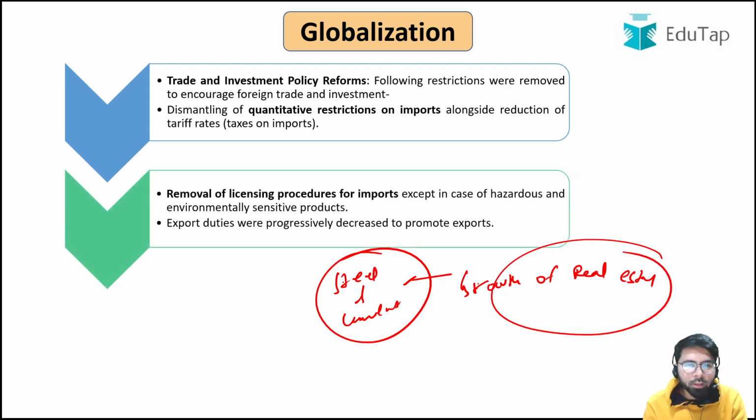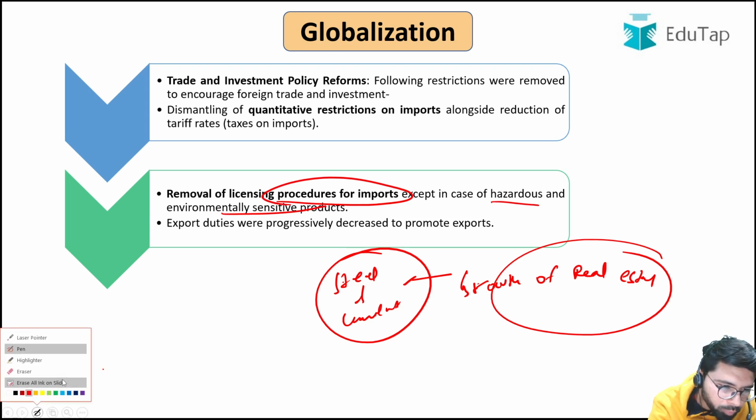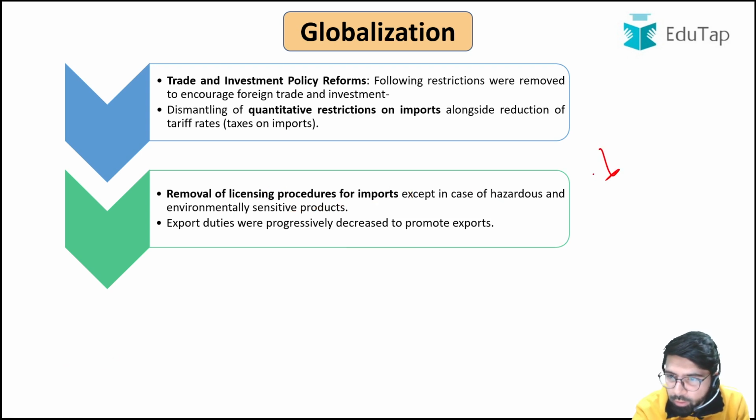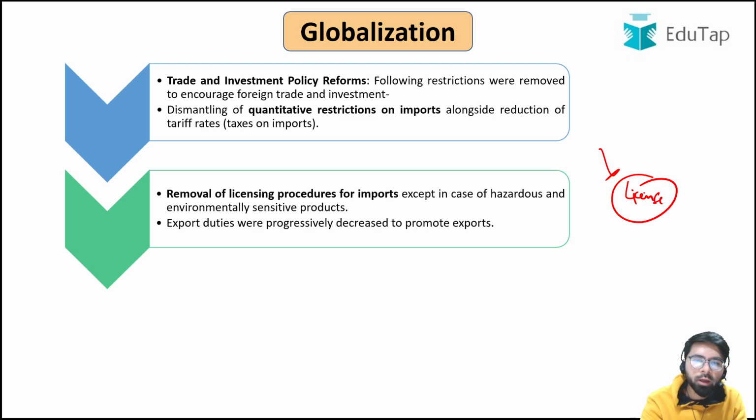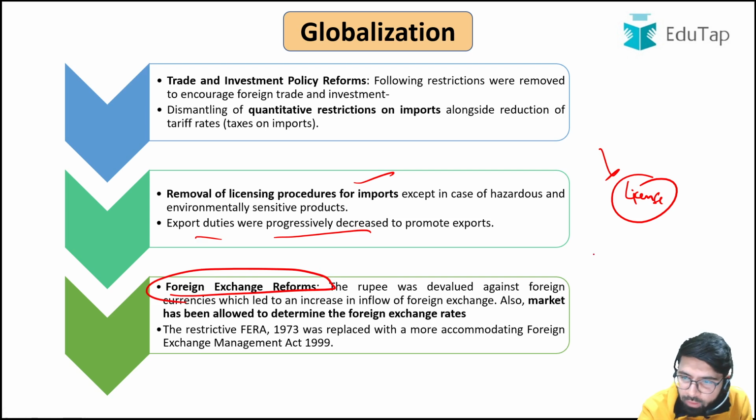And apart from that, licensing procedures for imports were removed, except in the case of hazardous and environmentally sensitive products. See, because the government had followed a policy of import substitution, in order to import any product from another country, licensing was necessary. This was done away with as a part of the globalization measures, and export duties were also progressively decreased to promote exports.